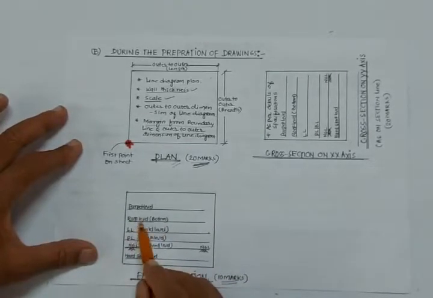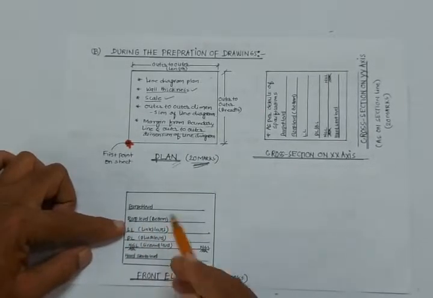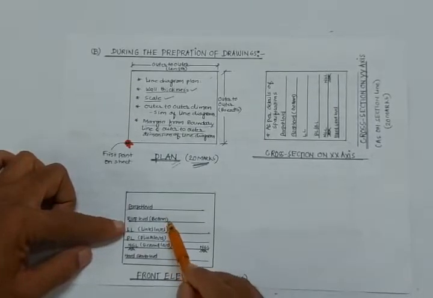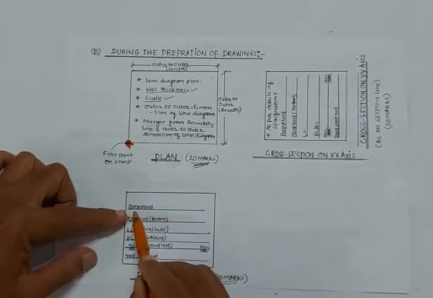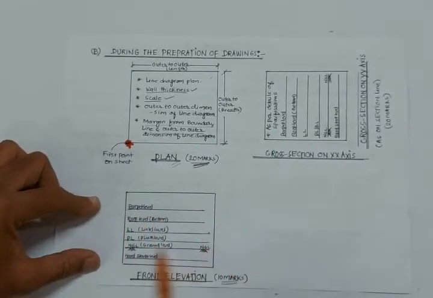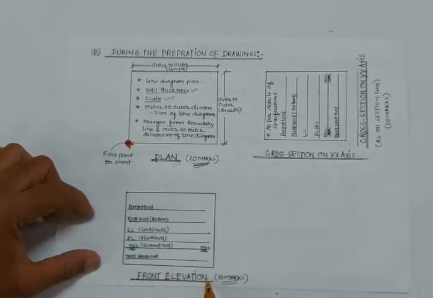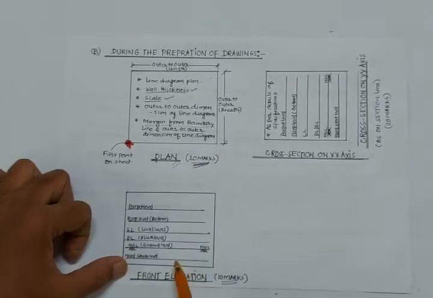Next one is the roof level. Roof level means the bottom of the roof. Over the roof level, again the parapet level will be considered. These are the levels that will be considered when taking the front elevation of a residential building or public building.